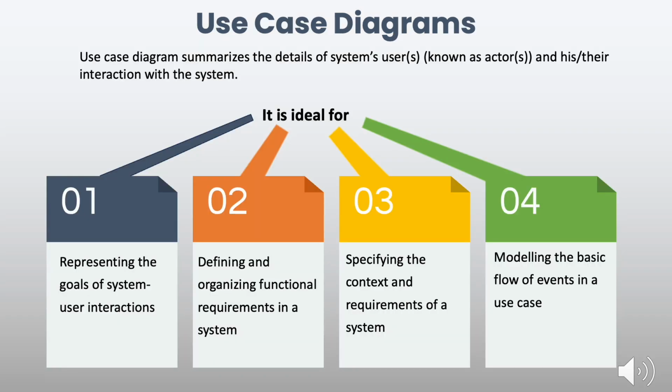Let's start learning the UML diagrams. We'll start with the use case diagram as the first one. A use case diagram summarizes the details of the system's users, known as actor or actors, and their interaction with the system. This diagram is ideal for representing the goals of the system and user interactions, defining and organizing functional requirements in a system, specifying the context and requirements of a system, and modeling the basic flow of events in a use case.